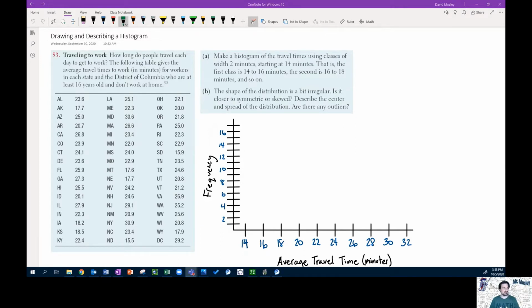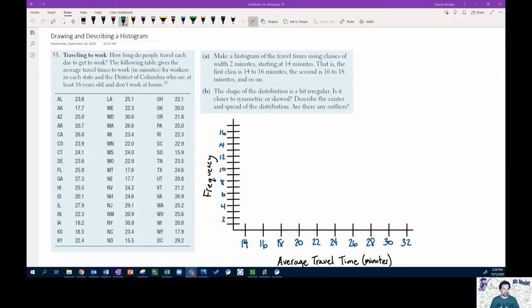Today we're going to be going over an example about drawing and describing a histogram. So here we have our example already on the screen here. We're looking at problem number 53 in our textbook, which is on page 44. This again is in the section 1.2 problems.